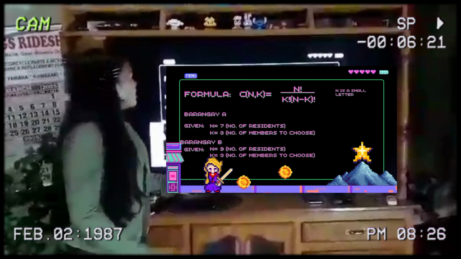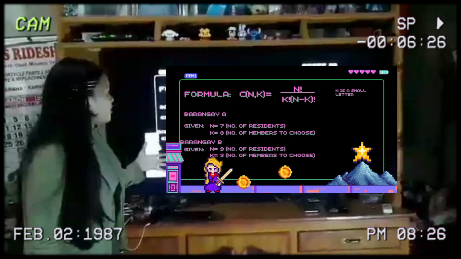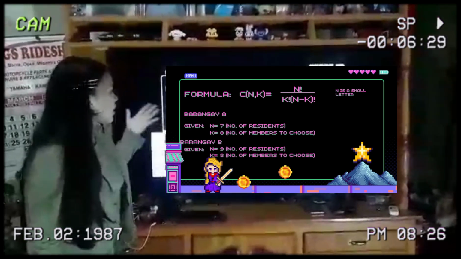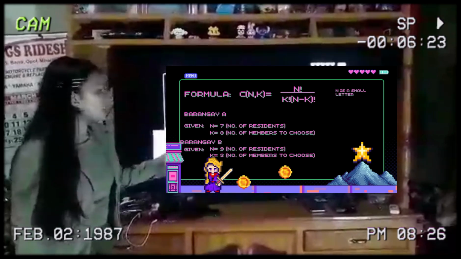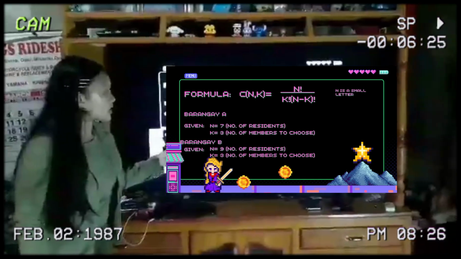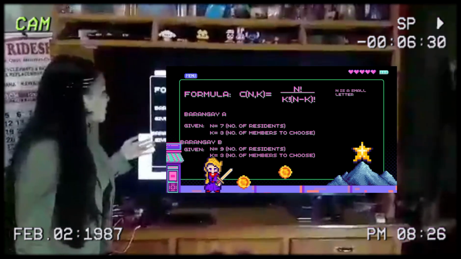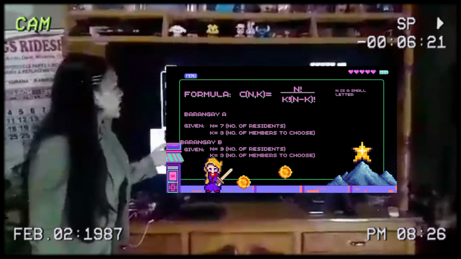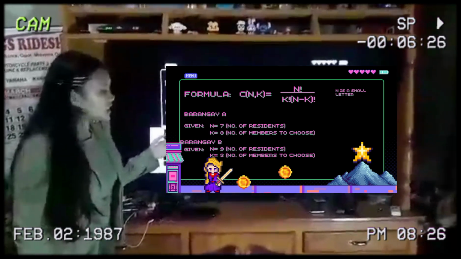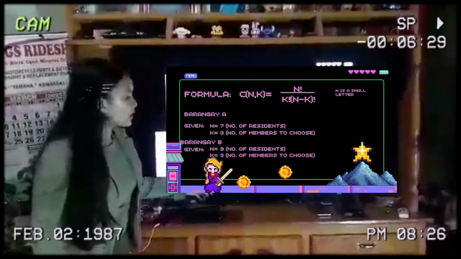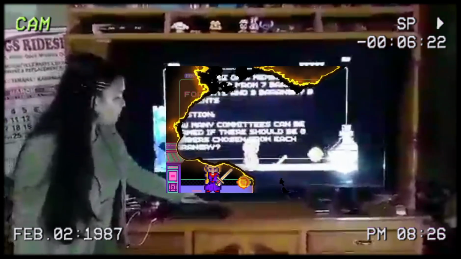So, let us determine our given from barangay A and B. Our given in barangay A is n equals 7, which is the number of residents, and k equals 3, which is the number of members to choose. And in barangay B, our given is n equals 9, which is the number of residents, and k equals 3, the number of members to choose. The same goes for barangay A, k is 3.